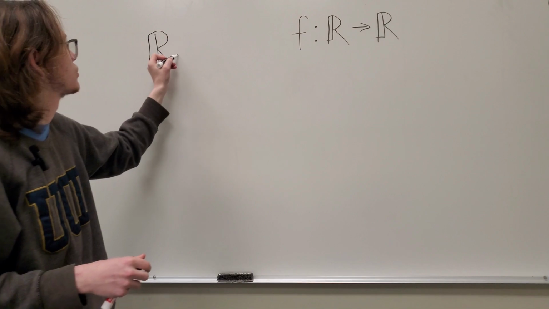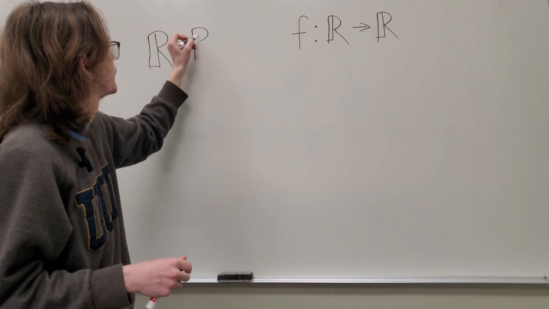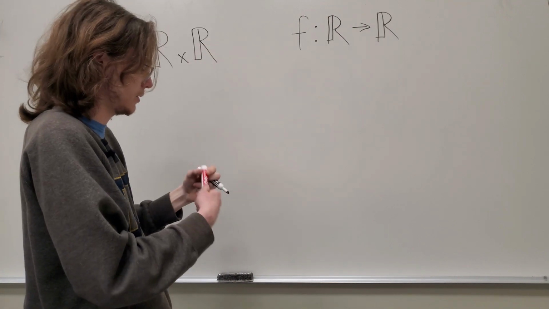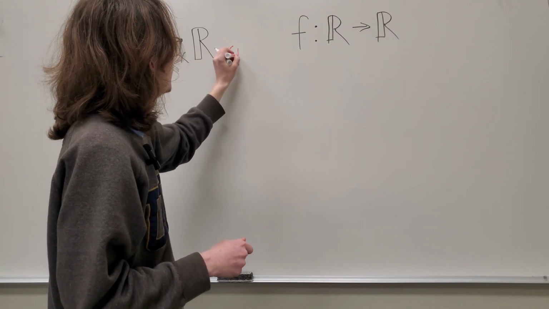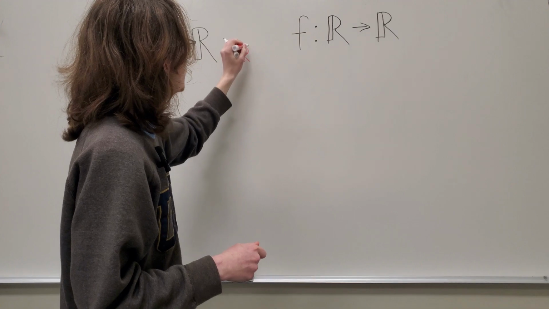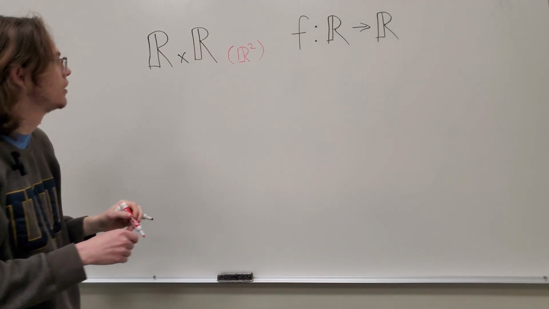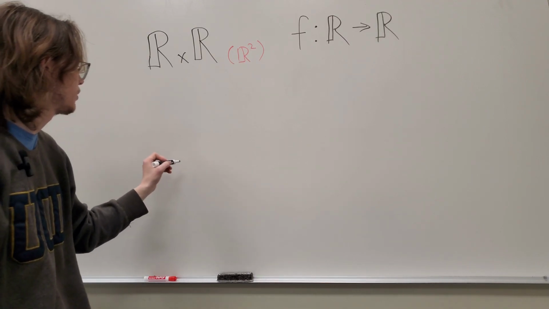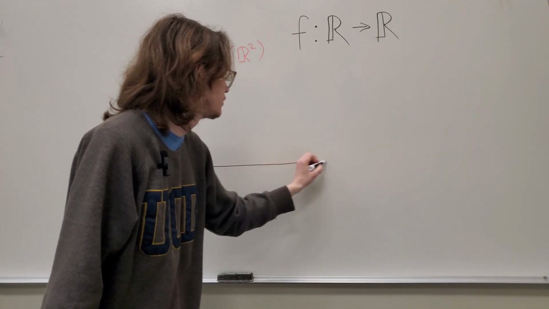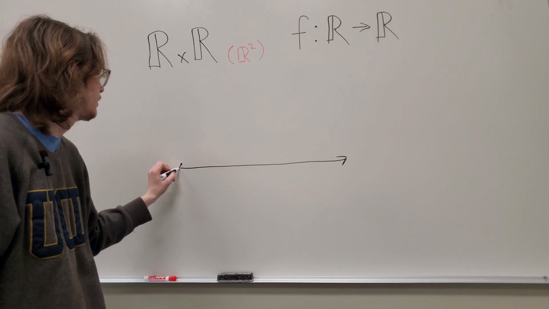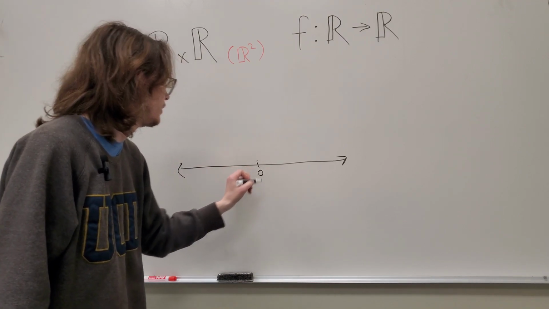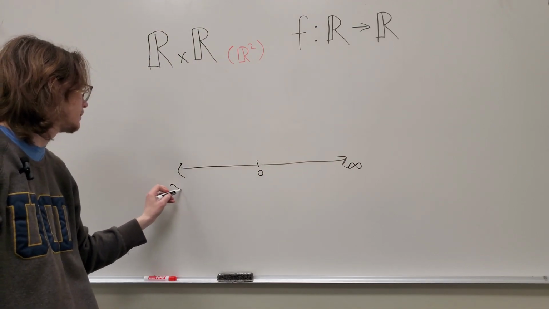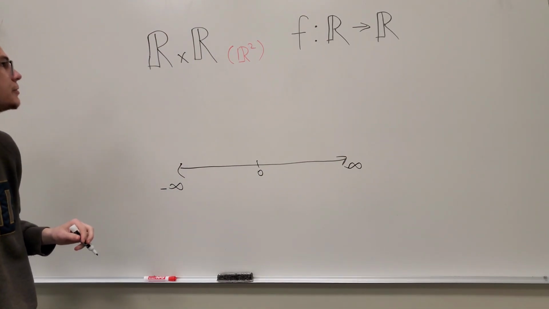So if we have R cross R, or again, that is R2, what does that mean? Well, let's make our number line again here. So this is our real number line, and we've got 0 here, and we've got all of our numbers up to infinity, and then to negative infinity over to the left.